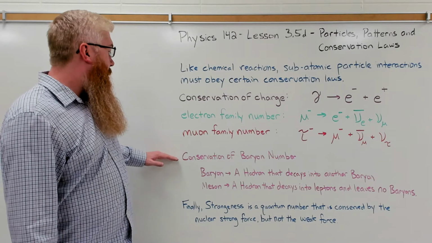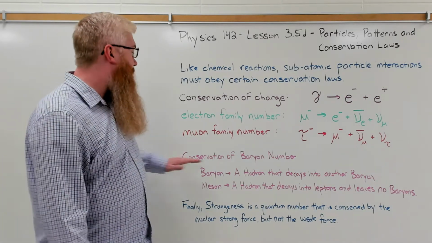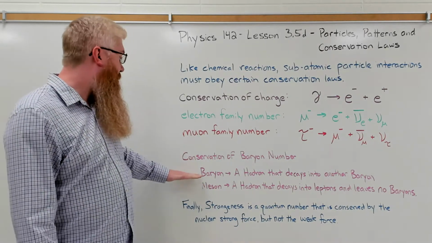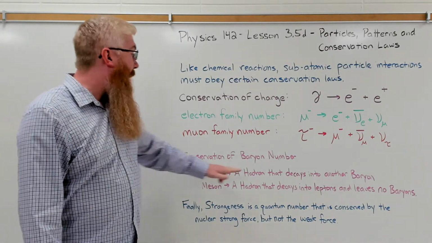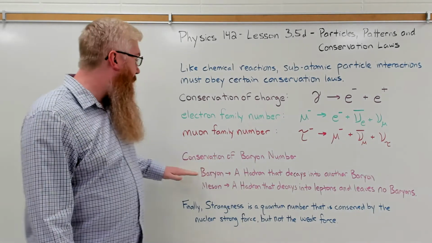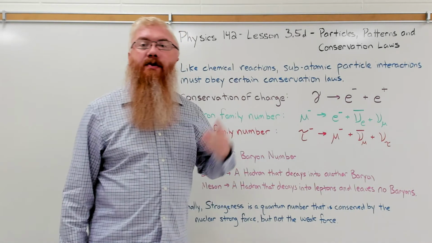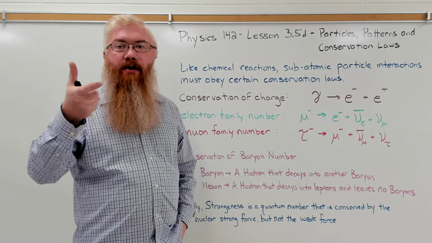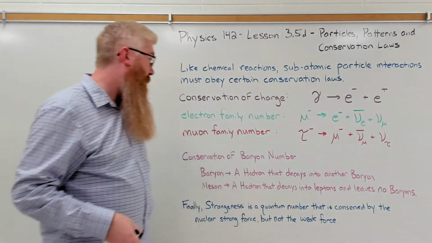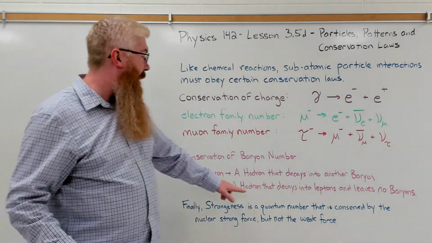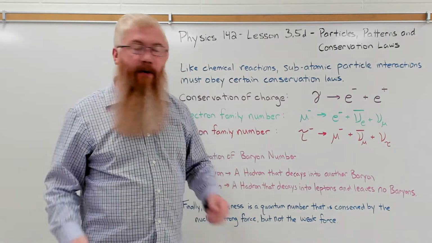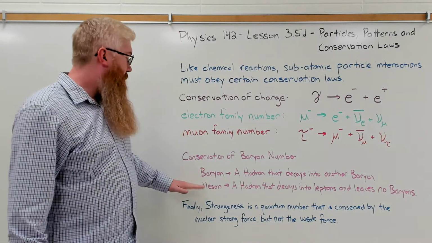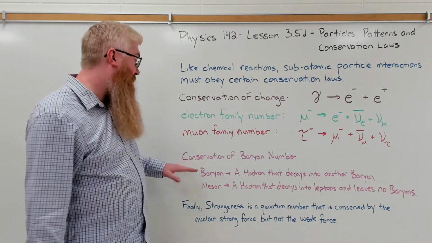Now, your book talks a little bit about conservation of baryon number, and again, we talked about what hadrons were in the previous video. A baryon is just a hadron that decays into another baryon. So it's a hadron that decays into basically another hadron. Mesons are hadrons that decay into leptons, not hadrons, and leave no baryons behind. So you have baryon and meson as 2 types of hadrons.